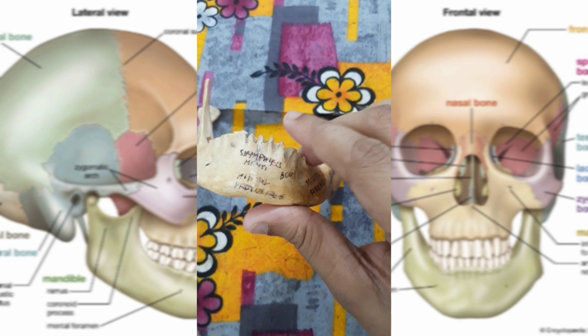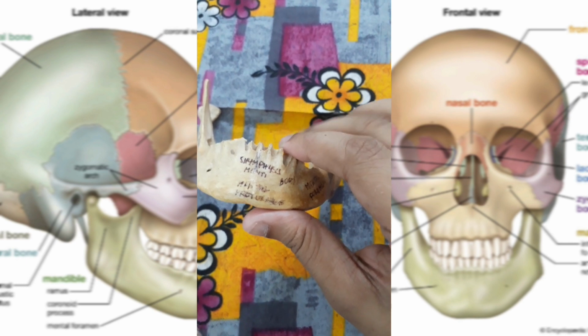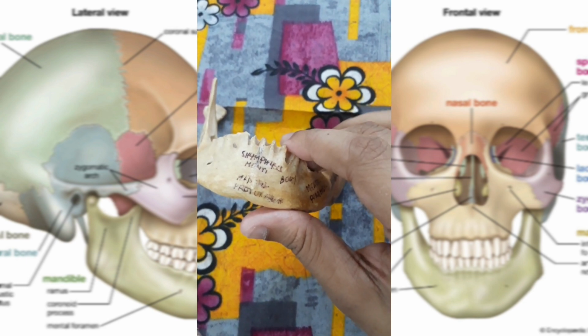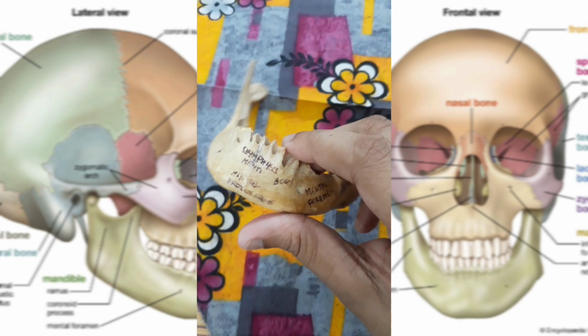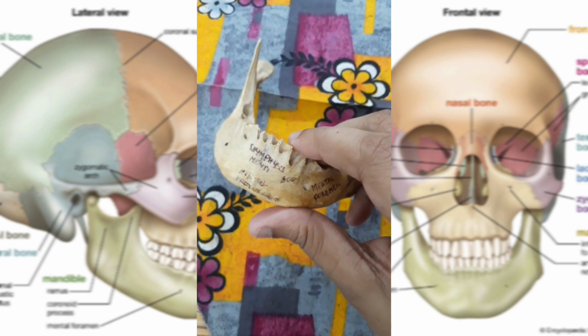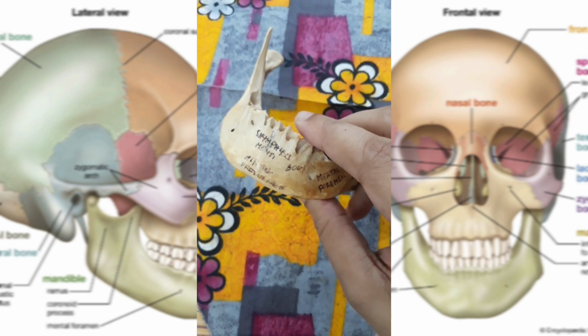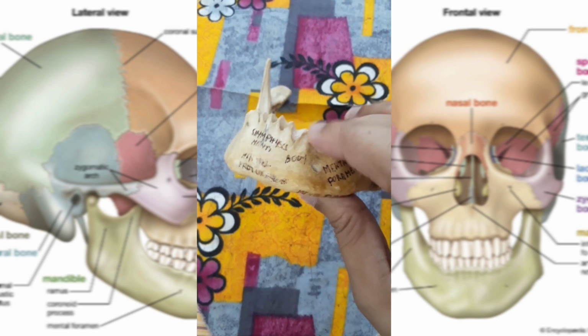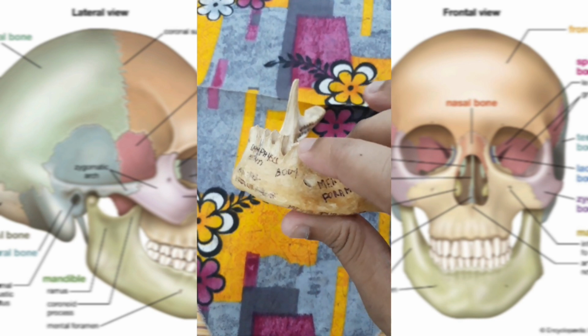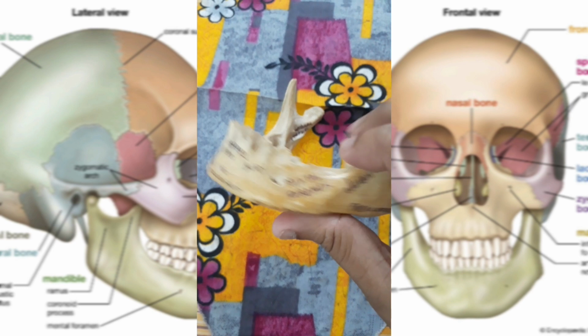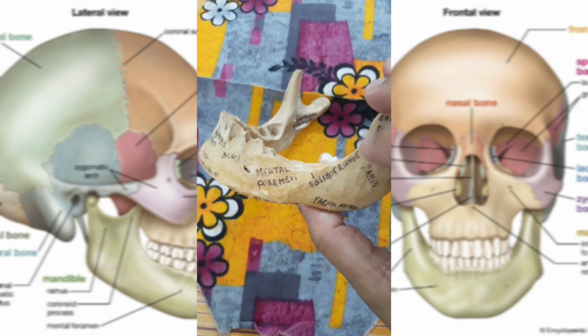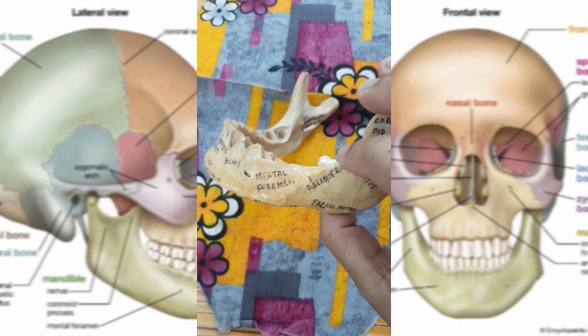So there are the two digastric fossae present in the inferior border of the body. This inferior border gives attachment to the anterior belly of the digastric muscle. It's a very important question, that is, it gives attachment to the anterior belly of the digastric muscle.